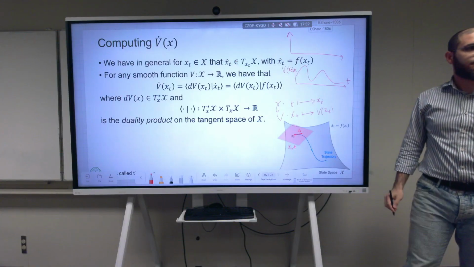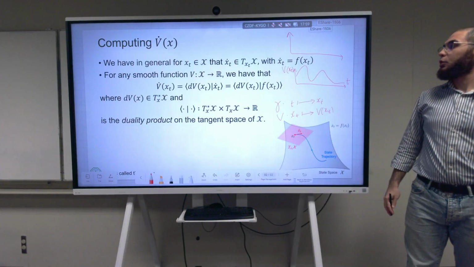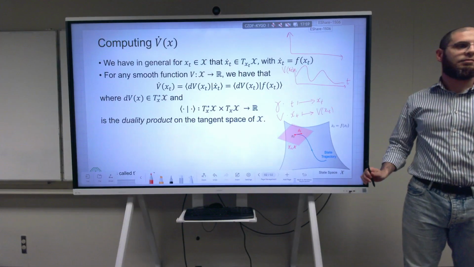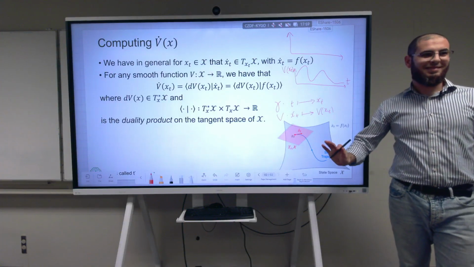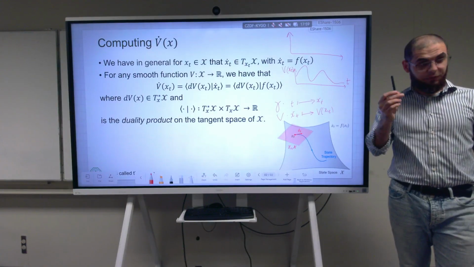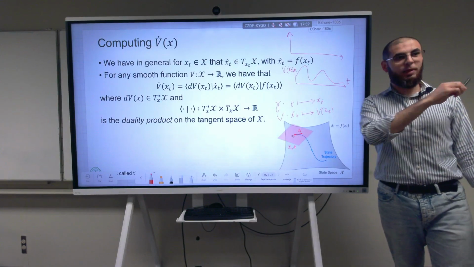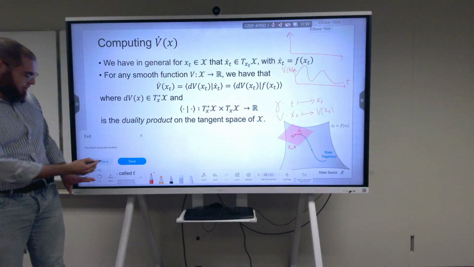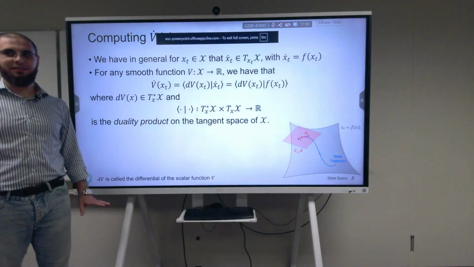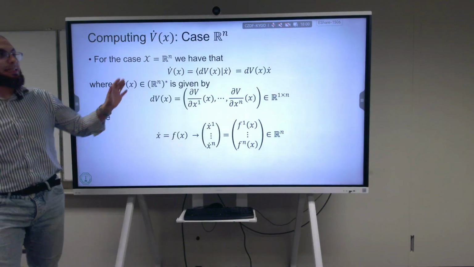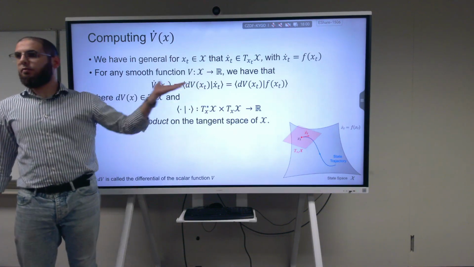Can you say V now is a manifold somehow? No, V is a function. Can you turn it into a manifold? It's a function. What is it, a set? It's a set, of course. Is a function a set? No, you have to go back to lecture 2. So don't confuse yourself. So this is the definition of how you calculate V dot.